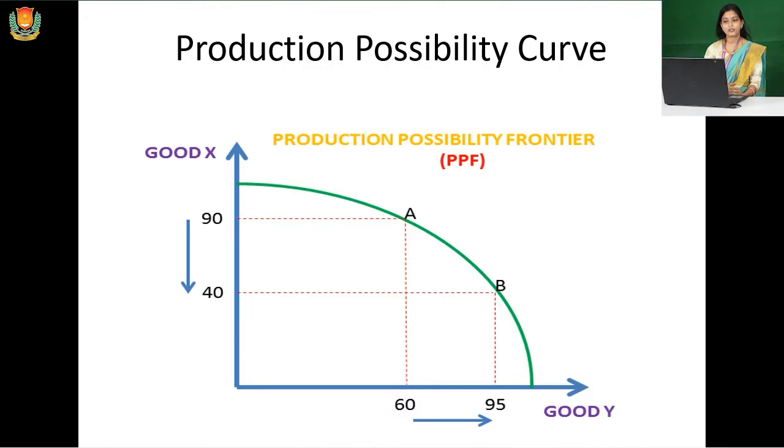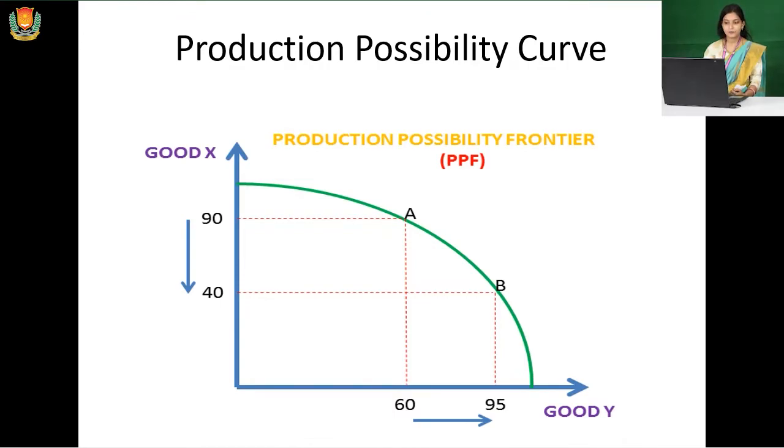So all the points, like you can see point A and B, if any point falls inside the green line, that is Pareto inefficiency. So this is called Pareto inefficiency. It means we are not utilizing our resources at their optimum level or efficiently.